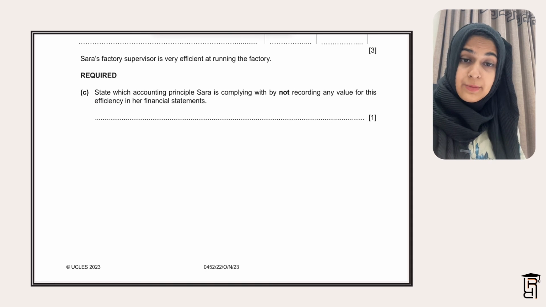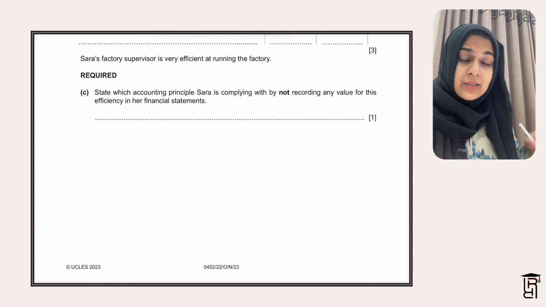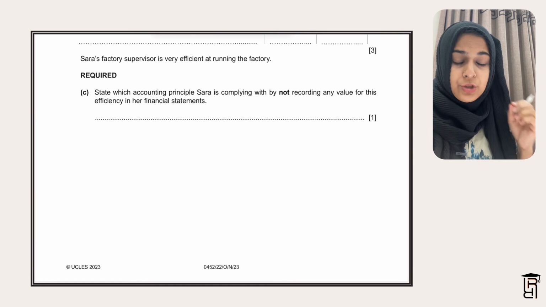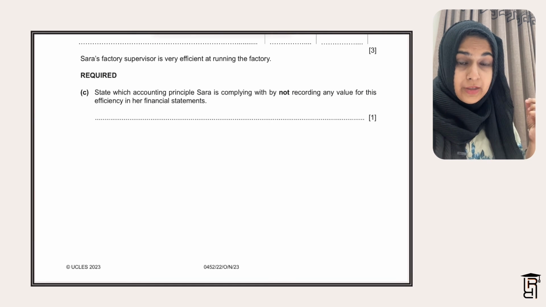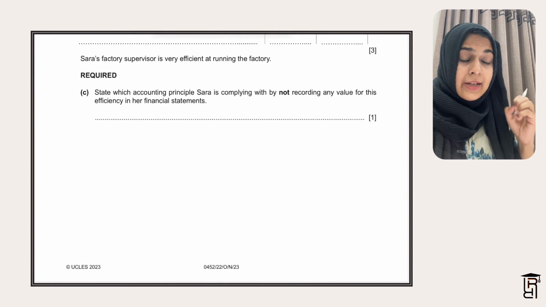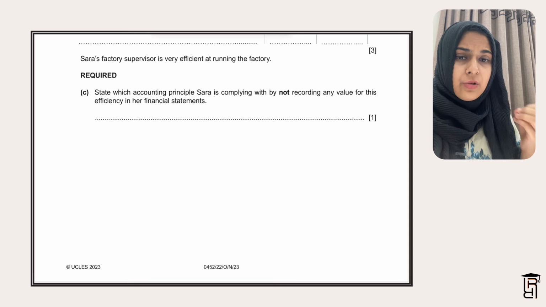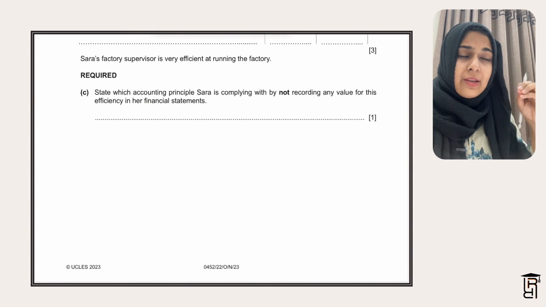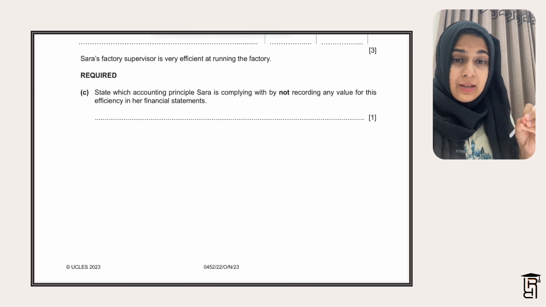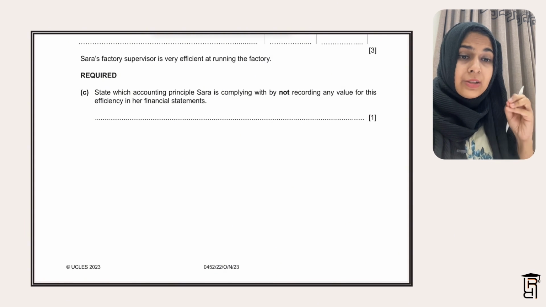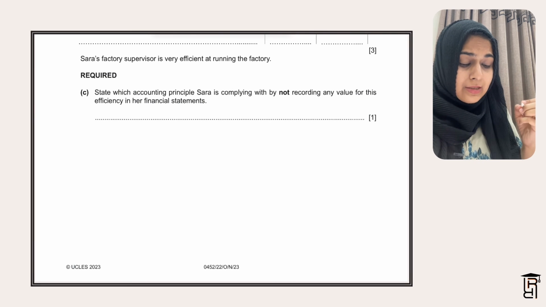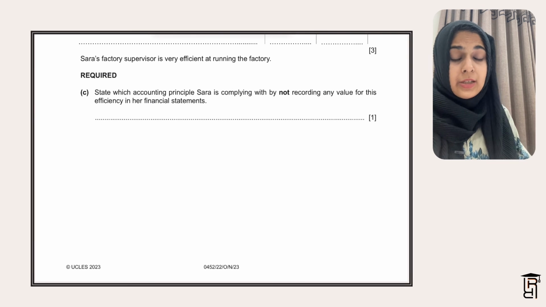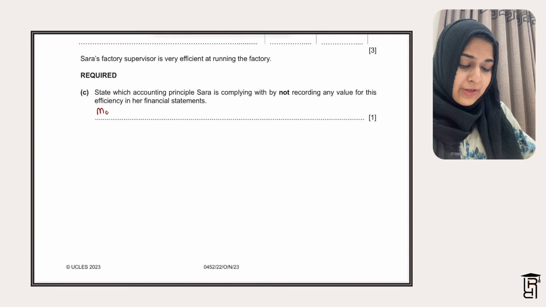Money measurement concept says that only items which have a monetary value should be recorded in the financial statements. Any item which does not have a monetary value, you cannot give a monetary value to it, so someone's efficiency cannot be given a numerical value, because efficiency is subjective. You cannot give a monetary value to it. So this is basically not going to be recorded in the financial statements. I write here money measurement concept.